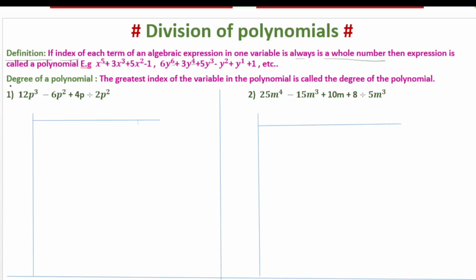Now we discuss the degree of a polynomial. What is the degree of a polynomial? The greatest index, that is, the highest index of the variable in the polynomial, is called the degree of the polynomial.